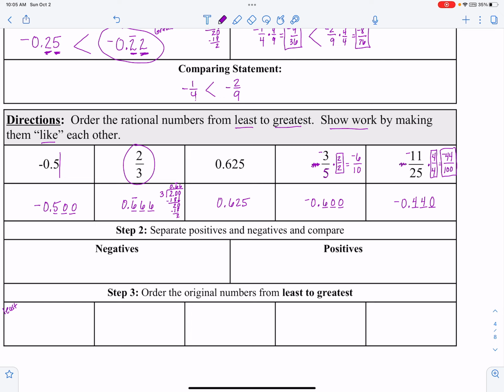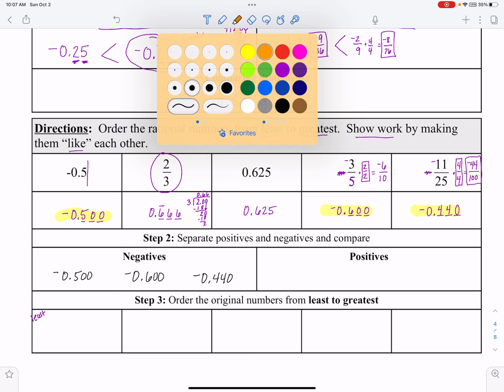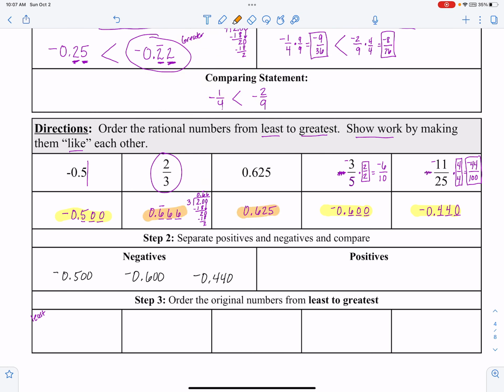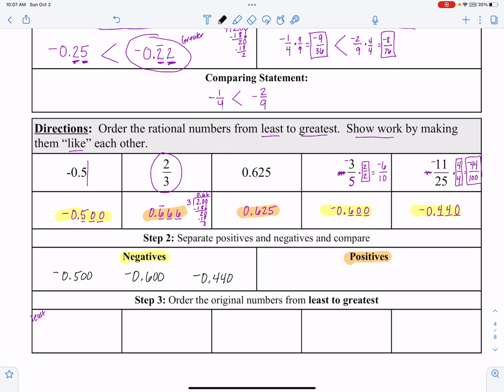So -0.500, I have a -0.600, and I have a -0.440. When I'm copying numbers, I usually just read them as the digits like that, so I make sure I don't make a mistake. All right, and then I have my positive numbers that I want to take notice of, and that's those two. Those two are going to go to positives, and we'll record those down. So I have the 0.666, and I have 0.625.